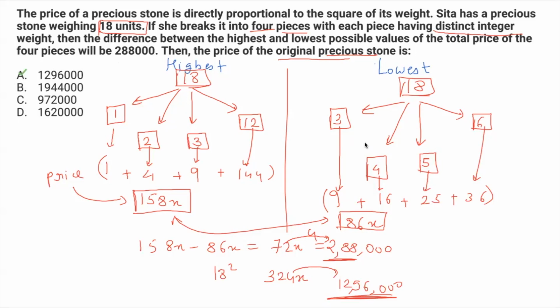Not very difficult. You just have to reason out the two possibilities, highest and the lowest possible price. The difference is 2,88,000. So 72 corresponds to 288, 324 corresponds to 1296. The answer is the A option.